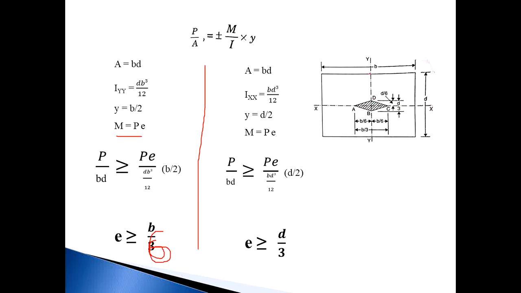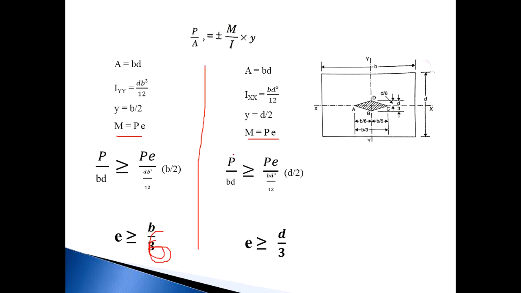Similarly, when load is acting on the y-axis, bending will occur about the x-axis. So now consider IXX, which becomes B D cube by 12, and Y is equal to D by 2. Once again M is equal to P into E. So the equation is sigma 0 is equal to sigma B.